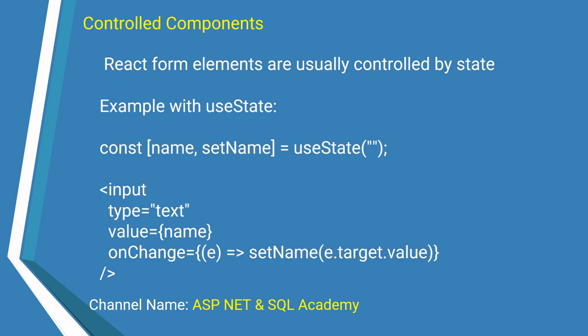In React, form inputs are usually controlled components. This means their values are managed by React state. For example, we can use the useState hook to manage the value of a text box. When the user types something, the onChange event updates the state and the input field always reflects the state value.